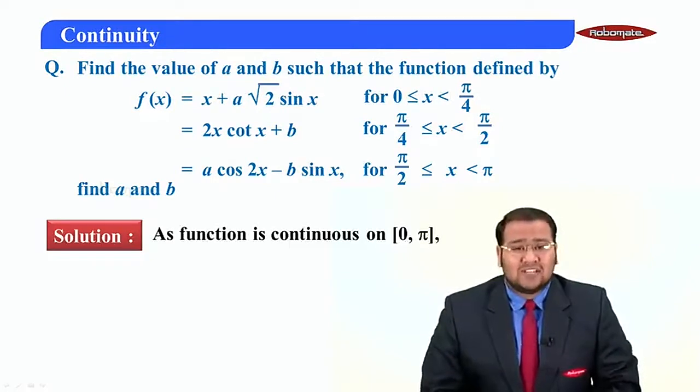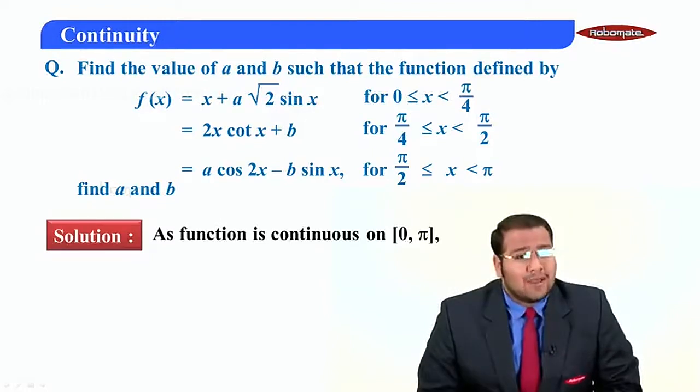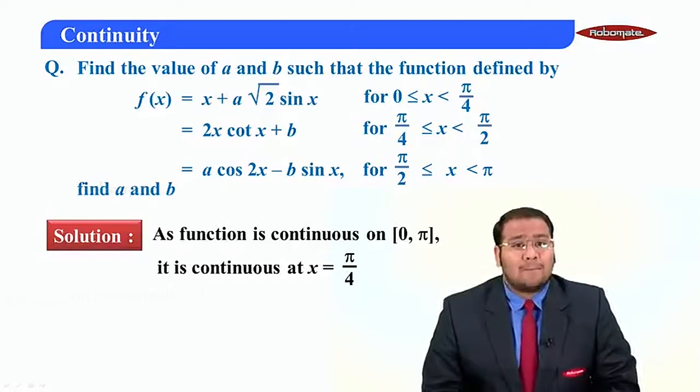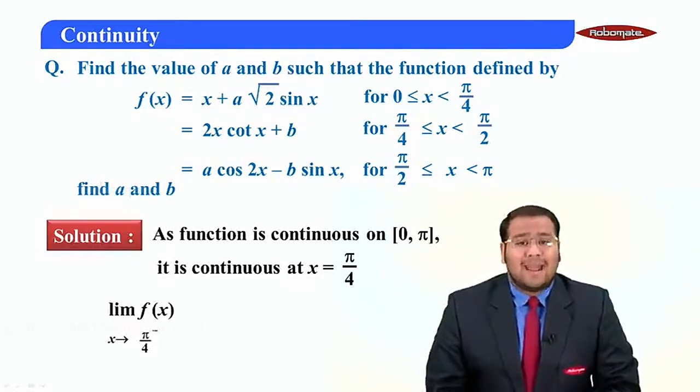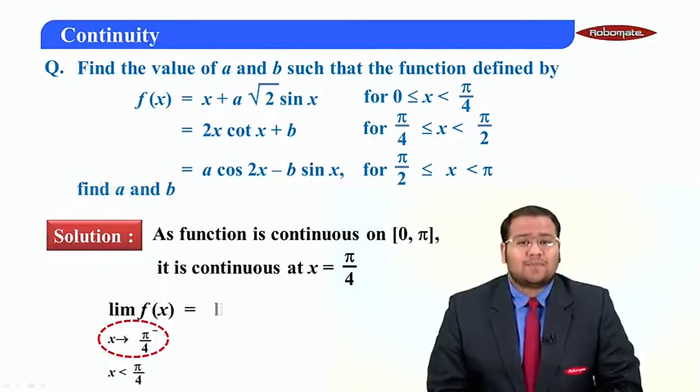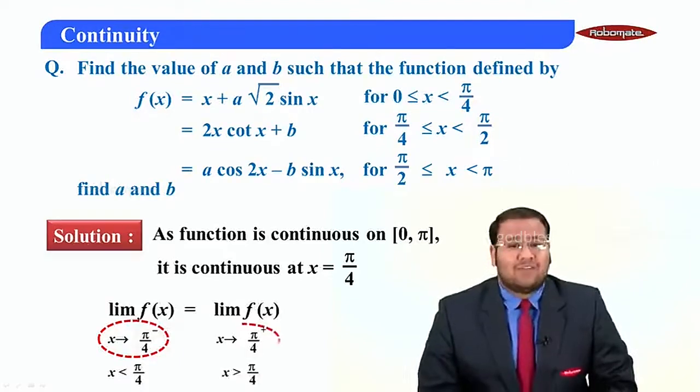So, as the function is continuous on the domain 0 to pi, it is continuous at x equal to pi by 4. So, limit x tending towards pi by 4 minus f of x should be equal to limit x tending towards pi by 4 plus f of x.